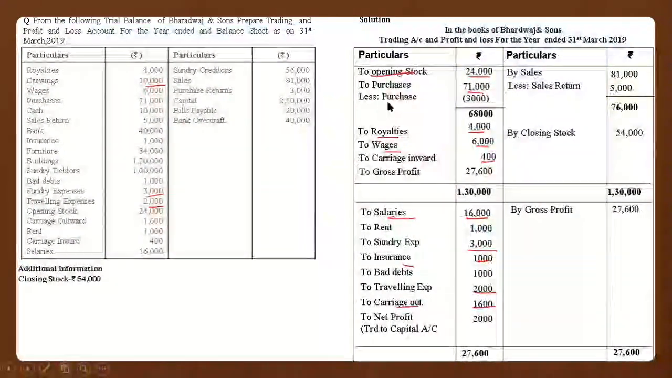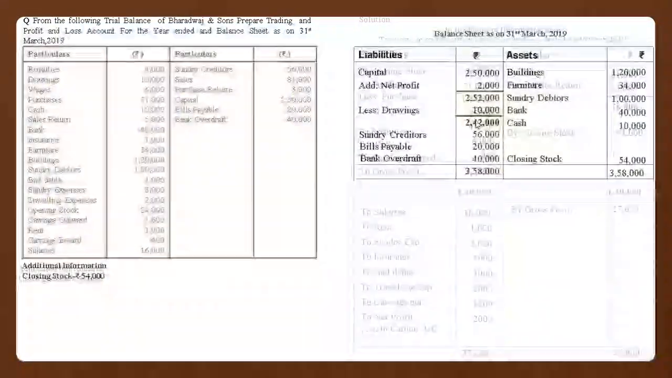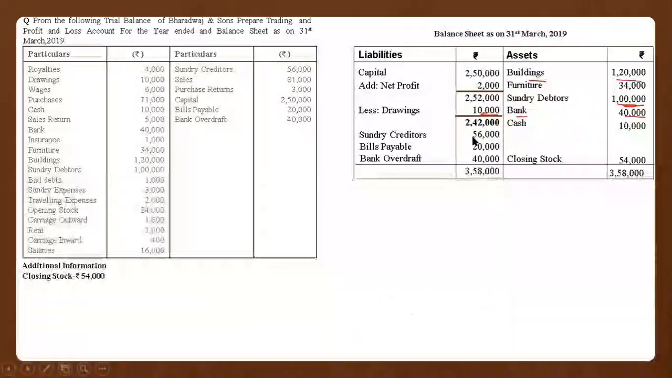Next one is purchase return, and purchase return you have to deduct from purchases. So 3,000 is given. So you have to deduct from 71,000. If you deduct 3,000 from 71, then you will get 68,000 rupees. 68,000 you will get.